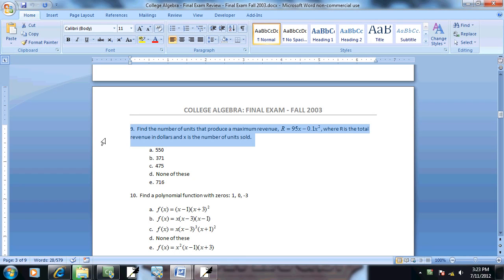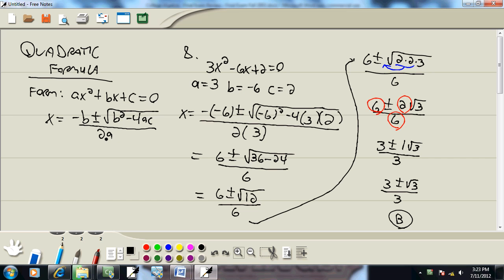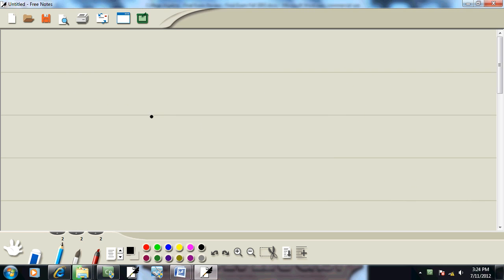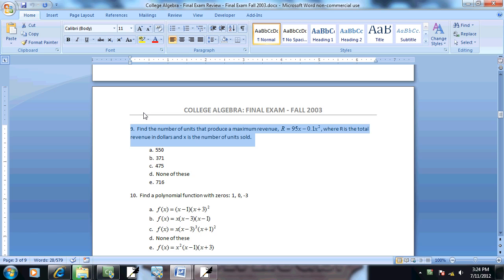Let's take a look at number 9. It says find the number of units to produce a maximum revenue. R is equal to 95x minus 0.1x squared, where R is the total revenue in dollars and x is the number of units sold. Now when I look at this, I notice that it has an x squared in it, and x and so forth. This is a quadratic.